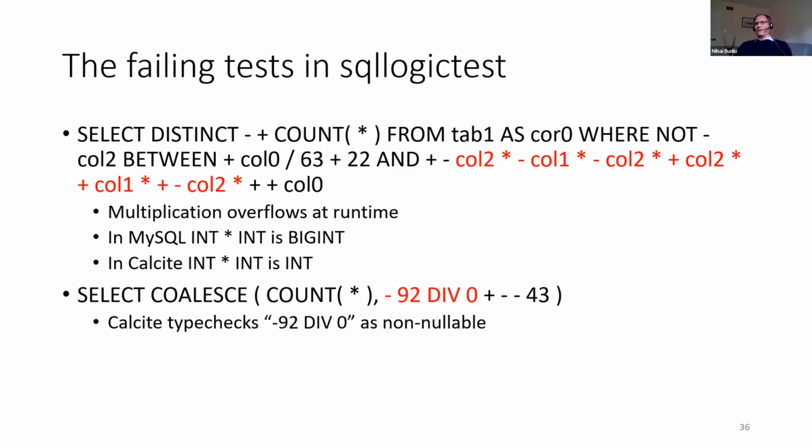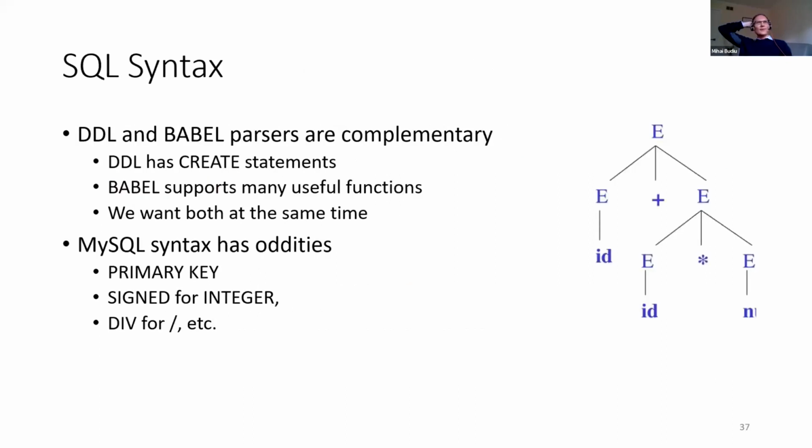And the second one fails because of division by 0 at compile time, which Calcite thinks is a non-nullable result, but some databases think should evaluate to null. So this brings me to the problem of syntax and semantics in SQL. I filed an issue about the first problem here.